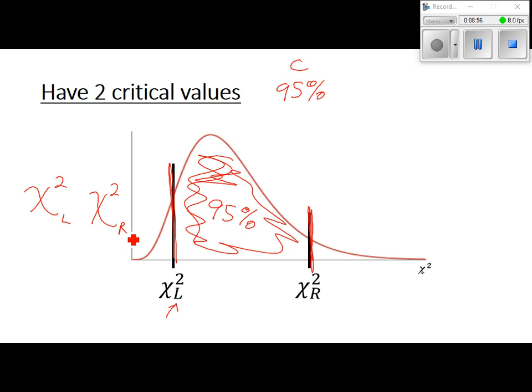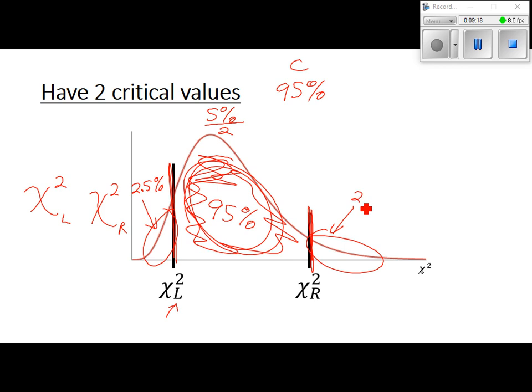If 95% of the data falls in here, then that means 5% falls outside. And what we have to do to find these two, we've done this in the past, is take that 5% and divide it in half. So you're getting 2.5% out here and 2.5% out here. And those are the critical values you're going to look for.